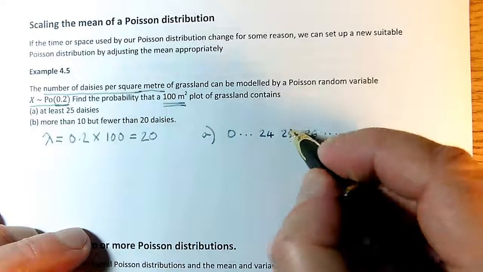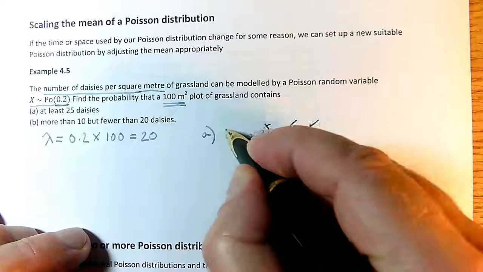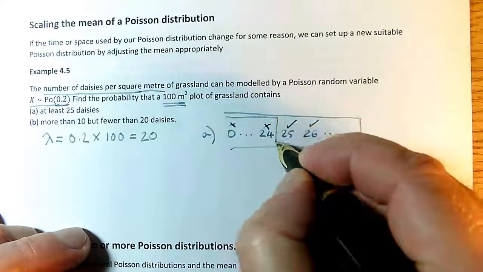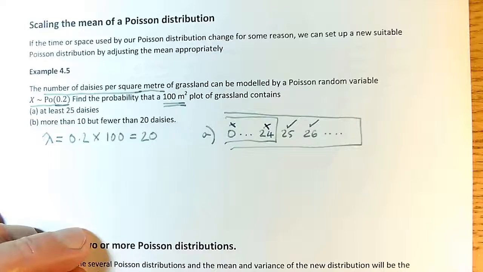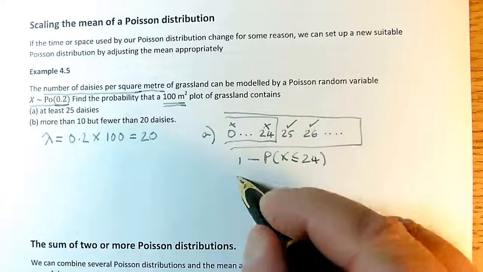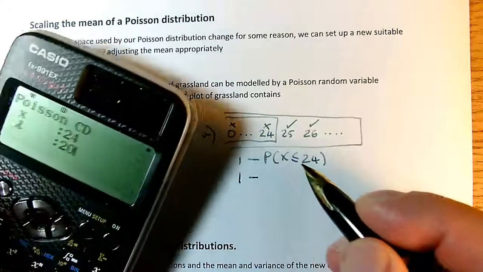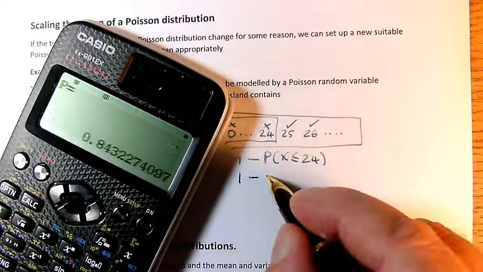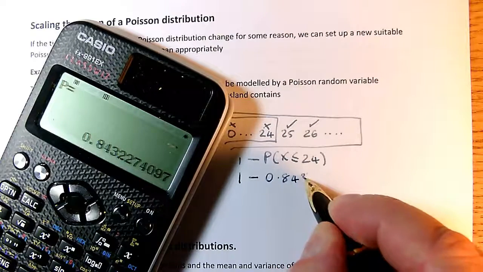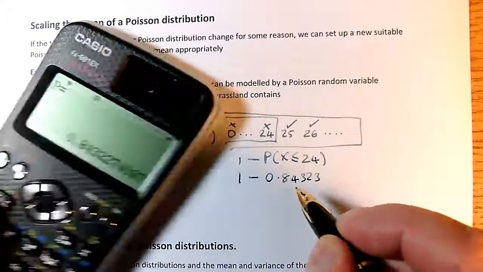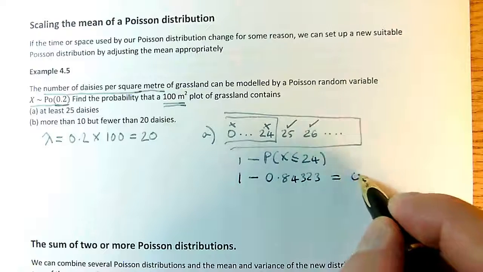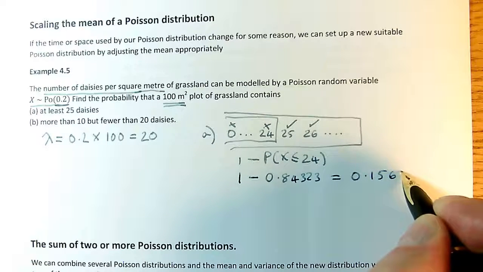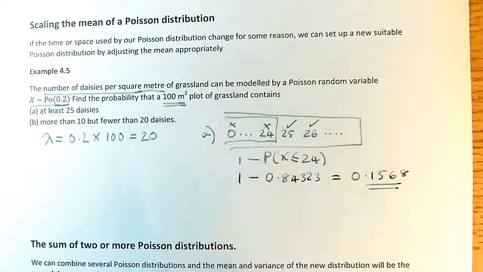So for at least 25 daisies, want this, don't want these. Inclusion box has everything, exclusion box has this. So the subtraction is like this, so I need to do 1 minus, set it up with x is 24 and lambda is 20. Probability is that. 0.4323. Do the subtraction and you get the answer, which is 0.156. That's going to be to 4 significant figures.